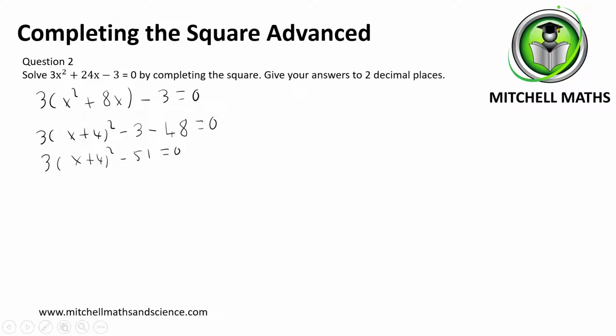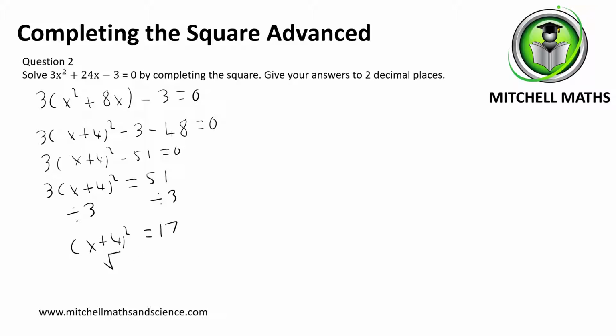Now I'm going to solve it like I usually do, so what that means is I need to make x the subject. I'll get 3 times x plus 4 squared equals 51. Before I can square root it, though, I'm going to need to divide by 3, because I need to divide by the number in front of the brackets before I can move on to the next step. So if I divide by 3, well, 51 divided by 3 gives me 17.